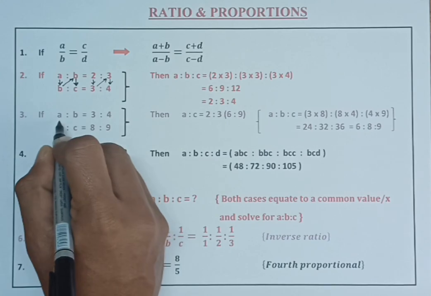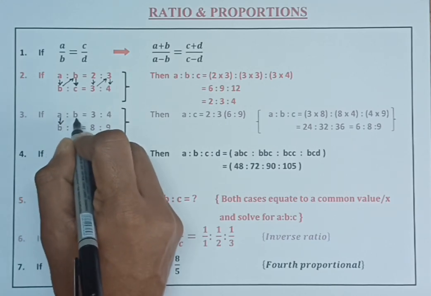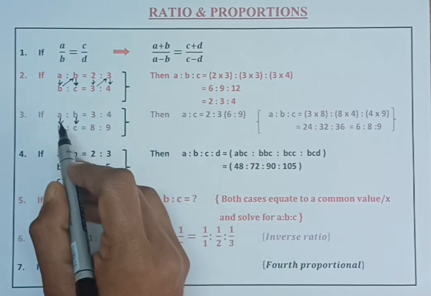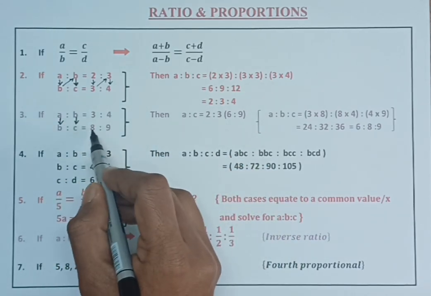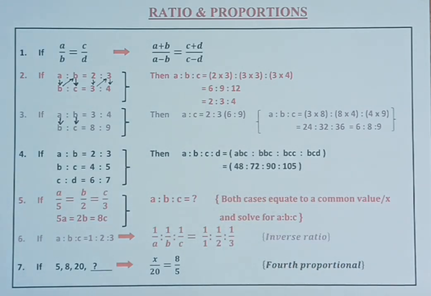In short, to find the ratio between A and C, just multiply these two and multiply these two. Then we will get 3 into 8 and 4 into 9. Then the ratio will be the ratio between A and C.